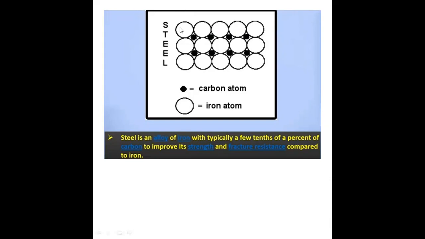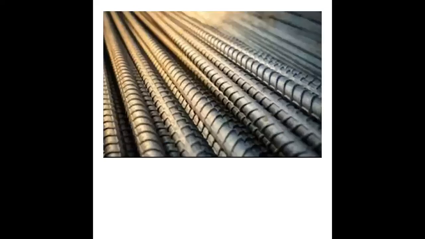Here we see two iron atoms and two more iron atoms, and between them are carbon atoms, right? So this is called steel. Steel is an alloy of iron with typically a few tenths of a percent of carbon.